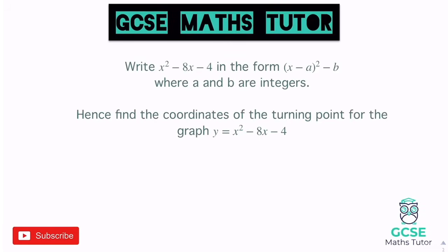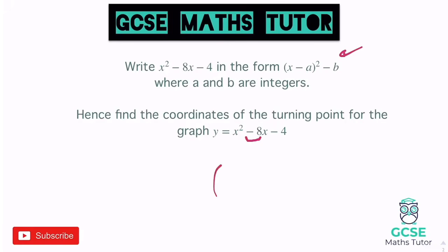Okay, so it says write this x squared minus 8x minus 4 in the form x minus a, squared, minus b, where a and b are integers. So it doesn't say complete the square, but that there is completed square form. Okay, so that's what we're going to do. We're going to complete the square, and then it says hence find the coordinates of the turning point for the graph with equation x squared minus 8x minus 4, the same one that's up there. So all we're going to do is do exactly the same thing, completing the square, and then find the turning point. So I'm going to do it from this one below, but this time it's a minus 8 there.